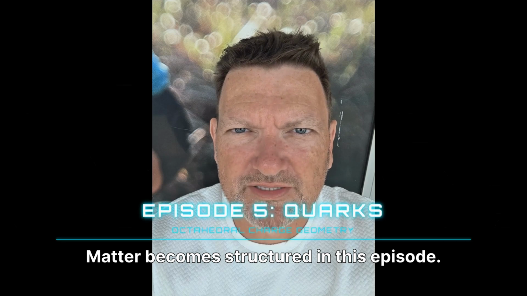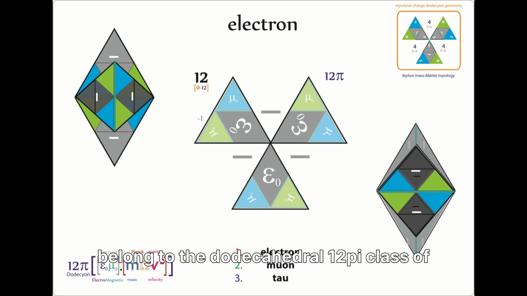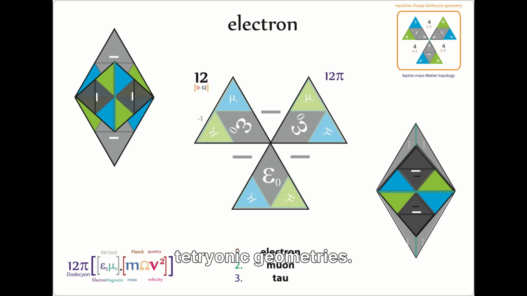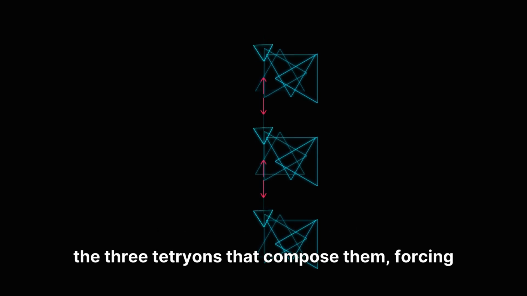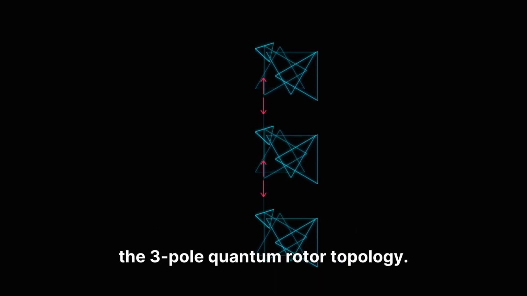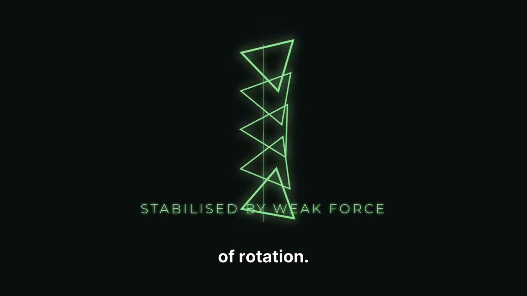Matter becomes structured in this episode. In episode 4, you learned that leptons belong to the dodecahedral 12pi class of tetryonic geometries. Their same charge fascia produce strong repulsion between the three tetryons that compose them, forcing the three-pole quantum rotor topology, stabilized by the weak force, inductive coupling of m-dipole momenta along the axis of rotation.